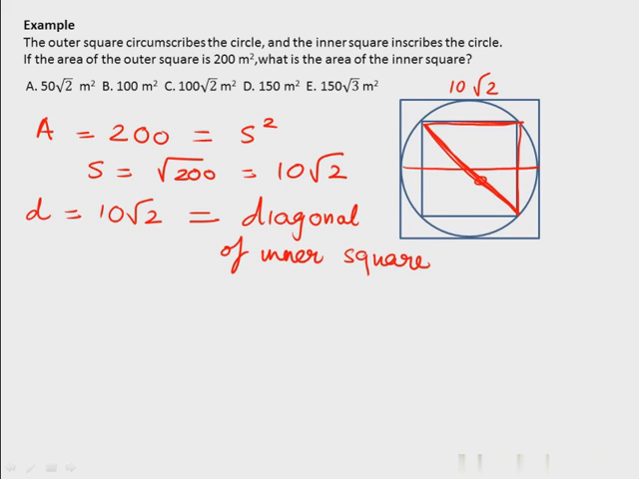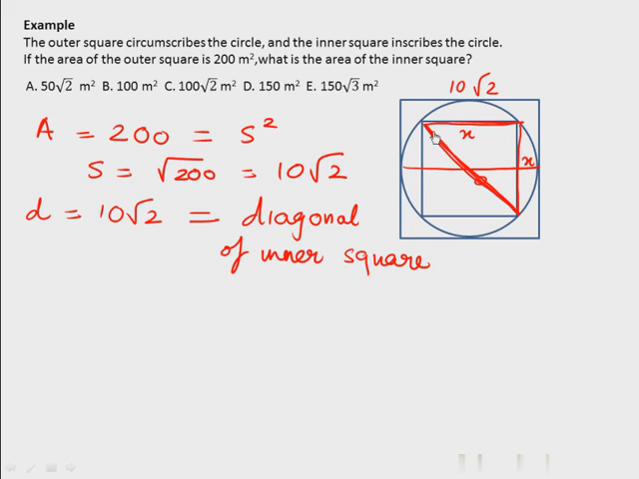So this is the big step in the question. The big step is to relate outer square to circle and circle to inner square. And I've done that. The side of the outer square was the diameter of the circle. And the diameter of the circle was the diagonal of the inner square. So now let's find the side of the inner square, or let's just directly find the area of the inner square. Let's call the side of the inner square x.